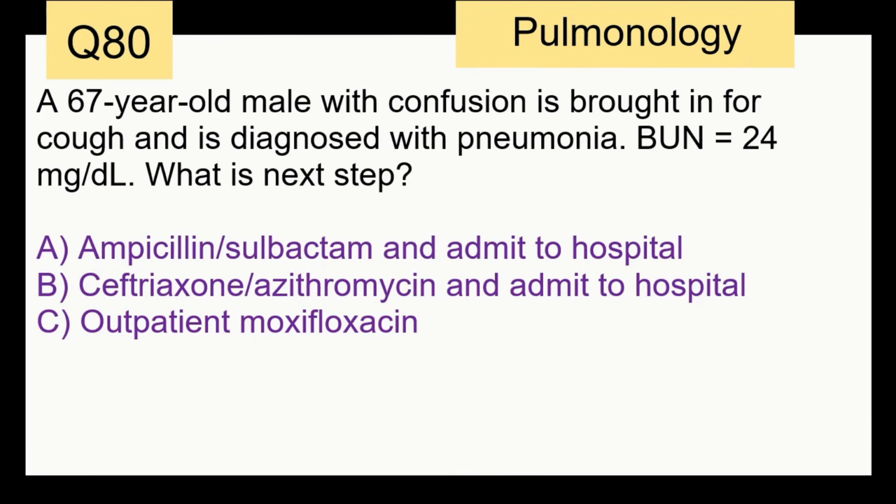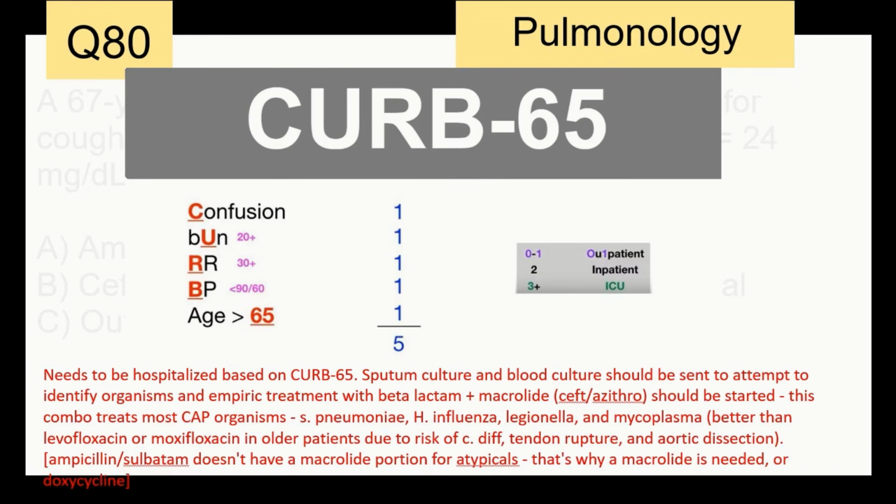80. A 67-year-old male with confusion is brought in for a cough and is diagnosed with pneumonia. BUN is 24. What's the next step? Ceftriaxone, azithromycin, and admit to the hospital, because here we're dealing with a CURB-65 situation where the answer is inpatient, and remember, in such a situation, we have to treat the typicals and the atypicals.